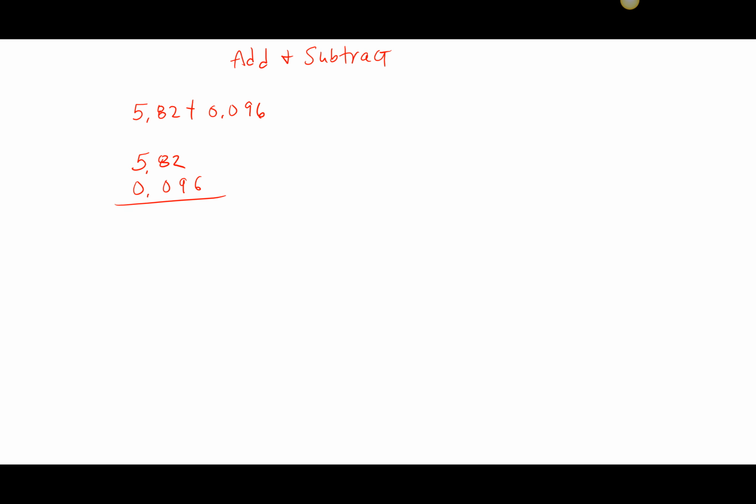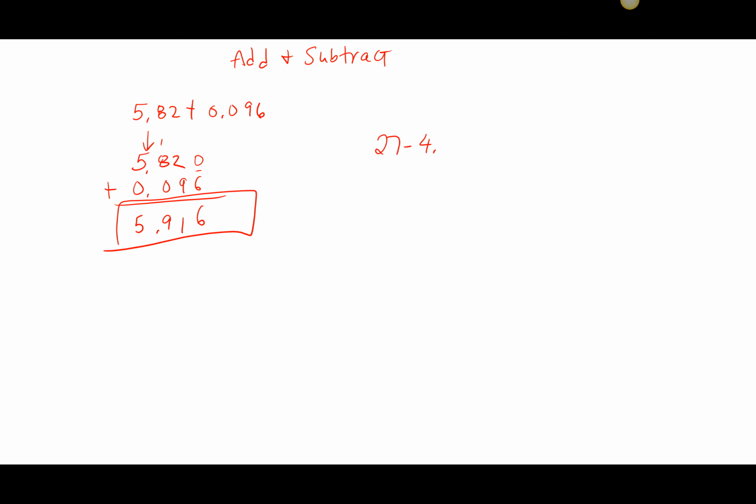So 0.096, and there's a 0 there, and we're going to add it. Now notice there's nothing in this spot right here, so we're going to add a 0, okay? So just add that up like you always would. So that's going to be 5.916. So the main thing is make sure that decimal is lined up and that you add however many zeros you need, okay?